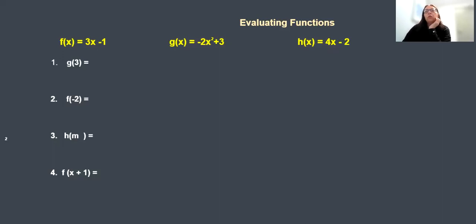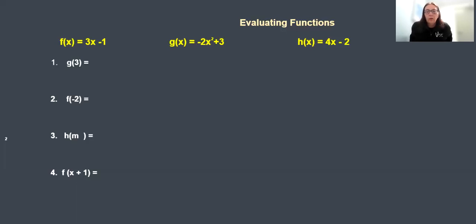So the first thing I want to do is read the three functions that are given to you. f(x) = 3x - 1. g(x) = -2x² + 3. And h(x) = 4x - 2. Now, they use different variables to represent each function so that you can tell the functions apart. So the first one's using an f, the second one's using a g, and the third one's using an h. And you'll understand that better as we do these problems.